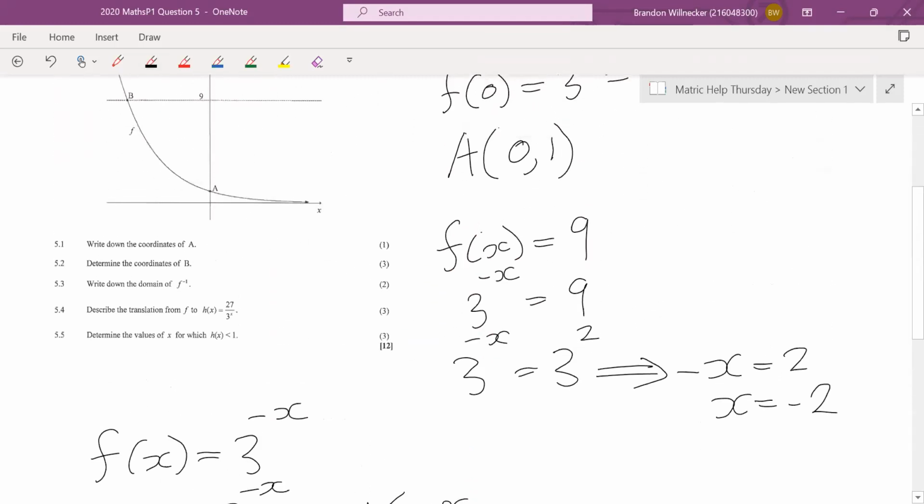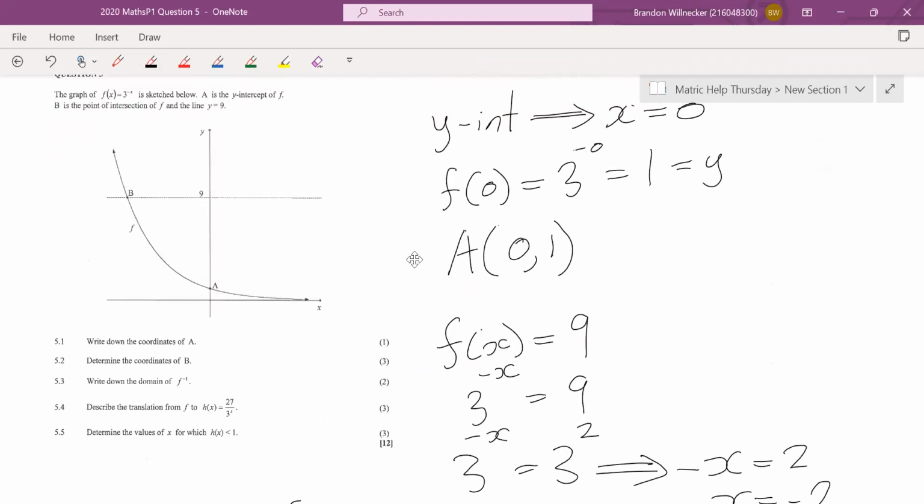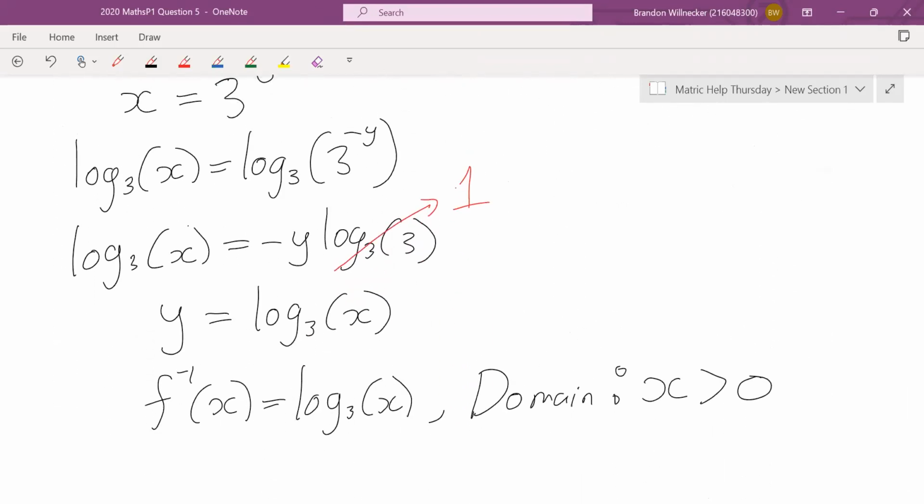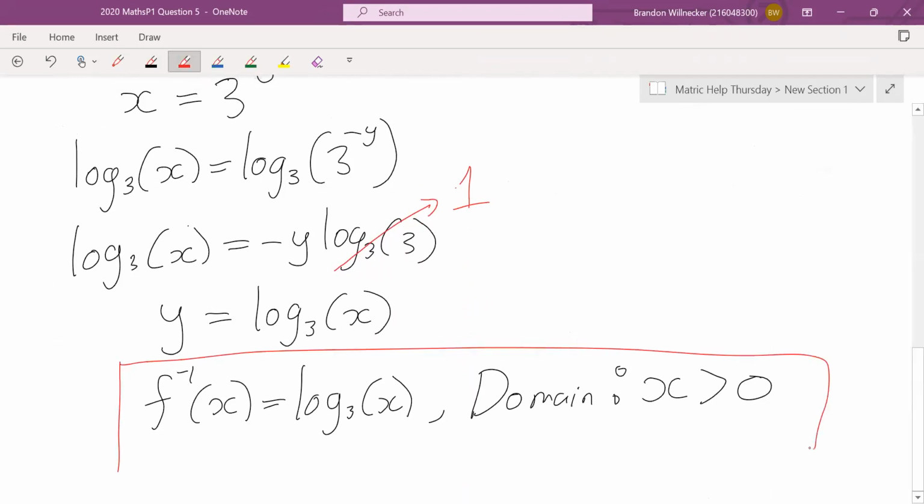Or we could do it by inspection, looking at the graph. We see that all of the y values on f are greater than 0. So if we do the inverting, we see that all of the x values on f inverse are greater than 0. The domain and the range are going to swap. But either way, we get the same answer.